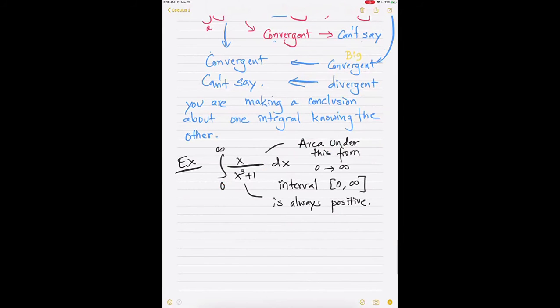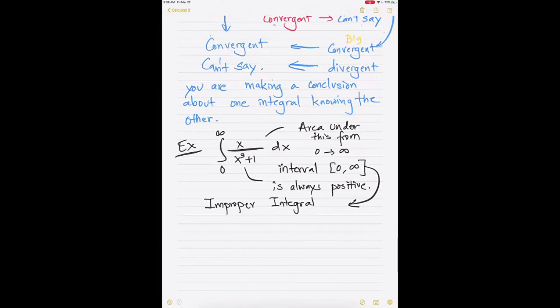But then here is the thing, it's 0 to infinity, so I know it's an improper integral. If it's an improper integral, I want to know if it's convergent or divergent. So it converges or diverges. That's what I want to know.